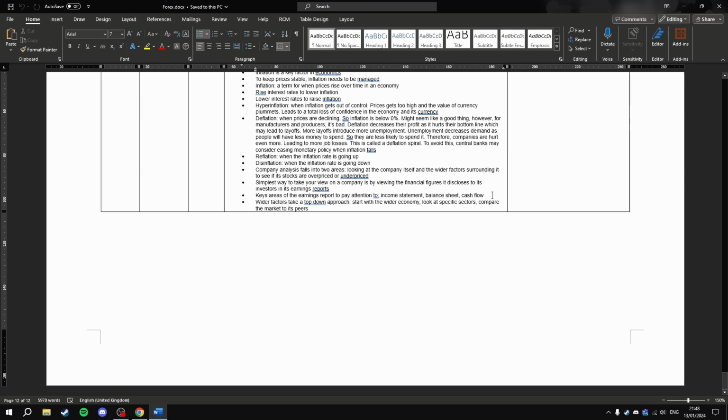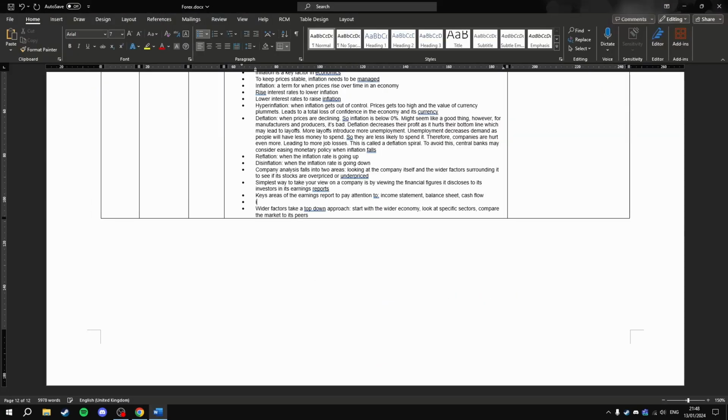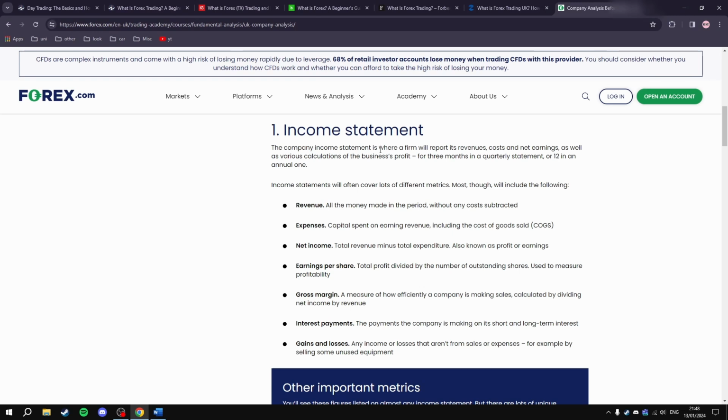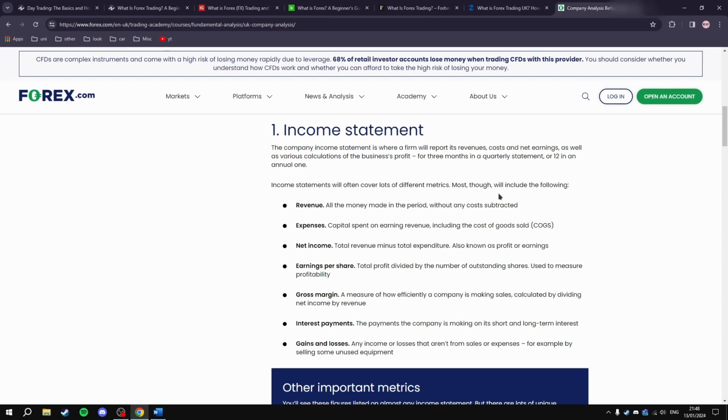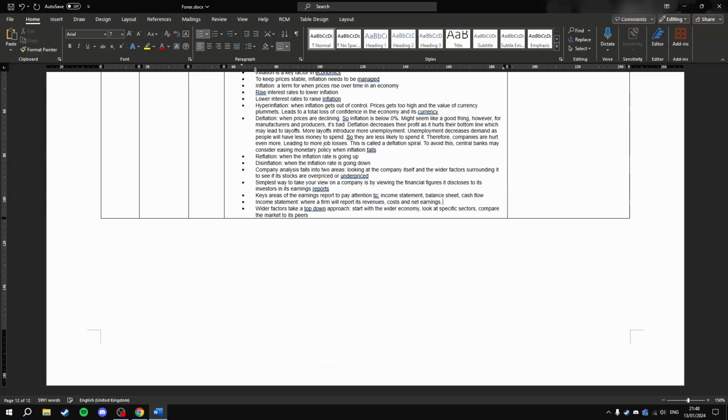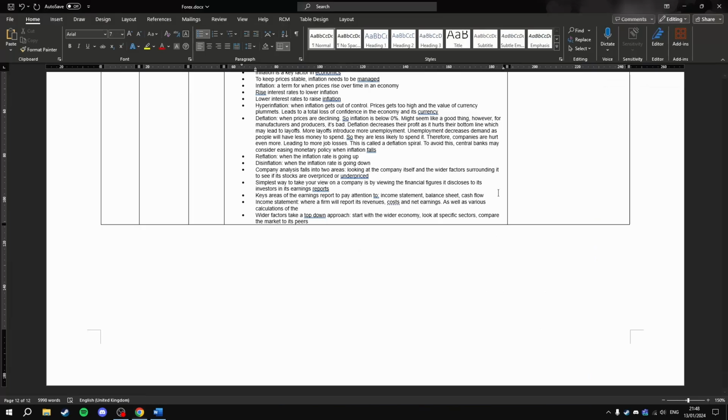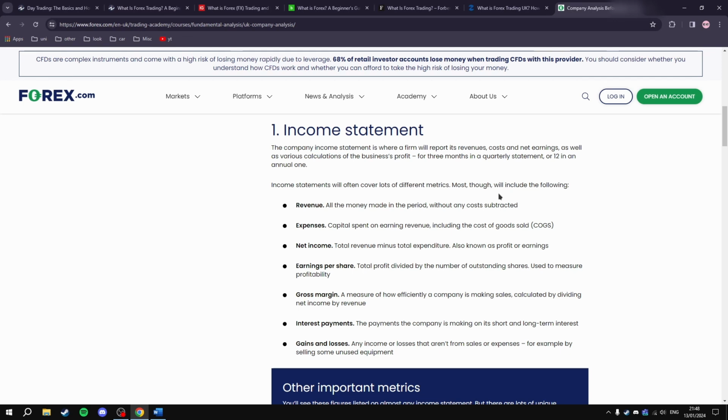So cash flow, income statement. The company income statement is where a firm will report its revenues, costs, and net earnings, as well as various calculations of the business's profits for 3 months in a quarterly statement or 12 in an annual one.